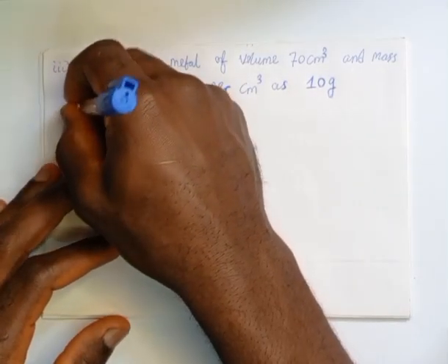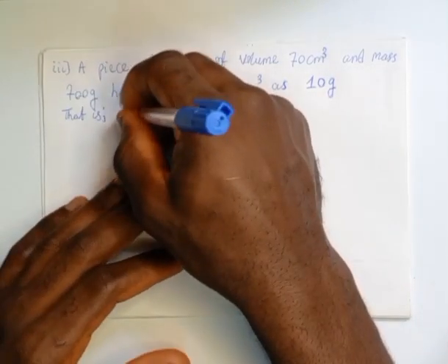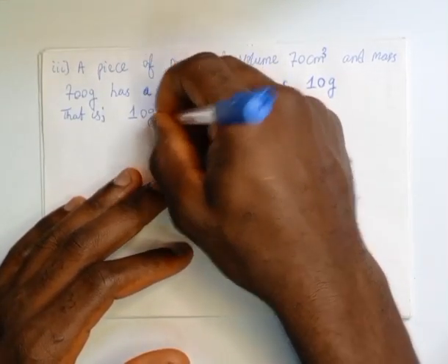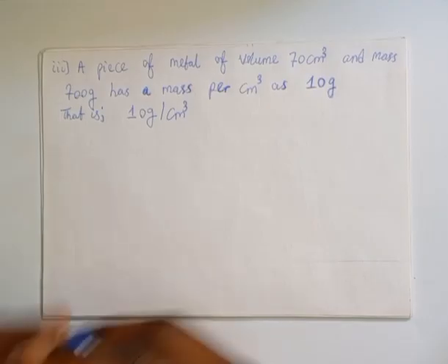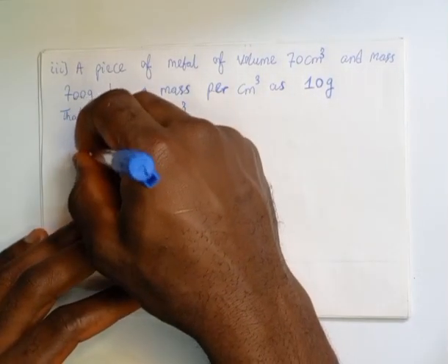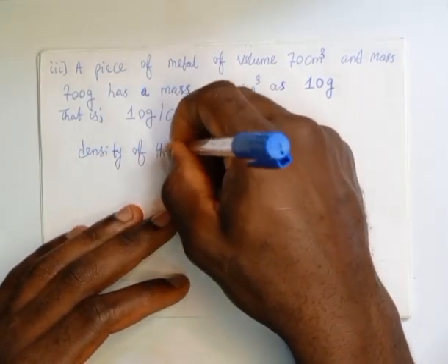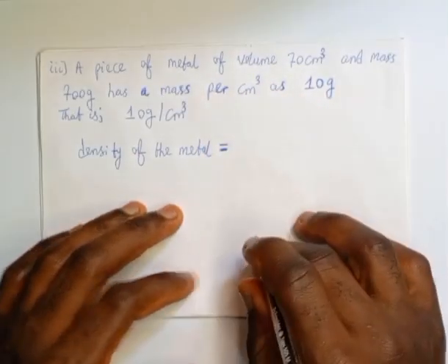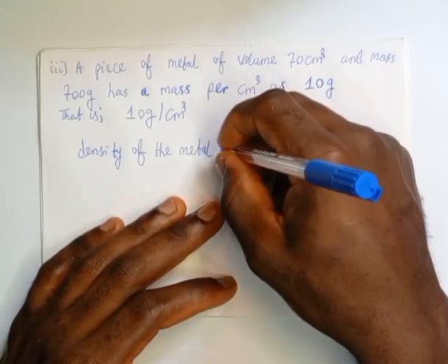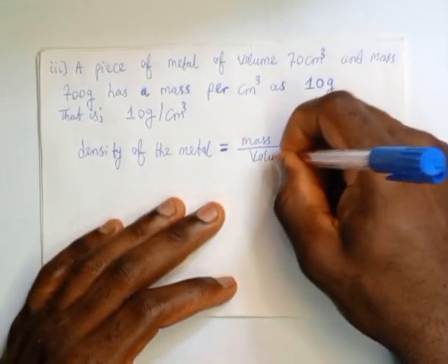That is, we have 10 grams per centimeters cube. This 10 grams per centimeters cube is simply the density of that metal. Now, if you calculate the density of the metal, it is simply equal to, we are going to divide the mass of the metal by the volume of the metal.